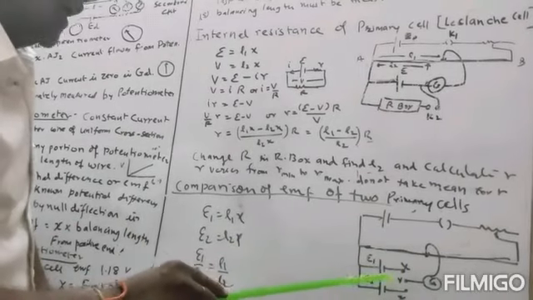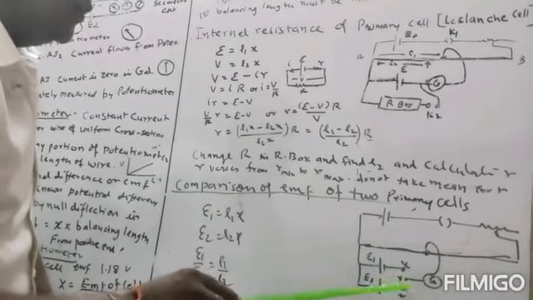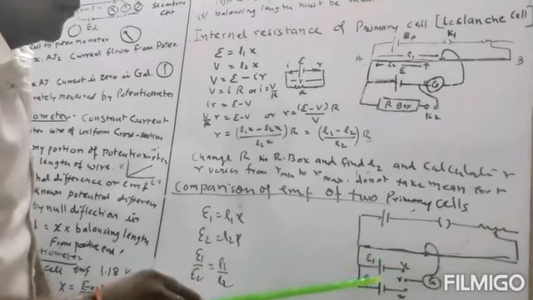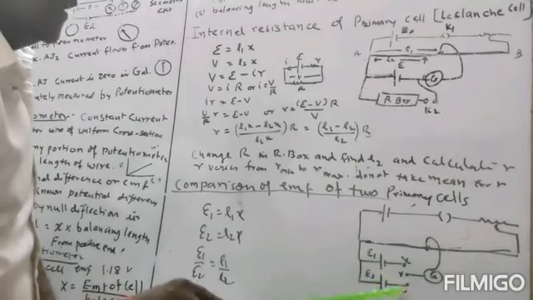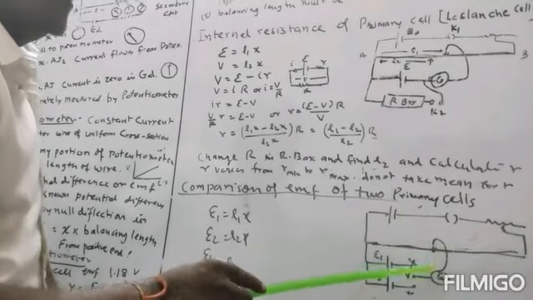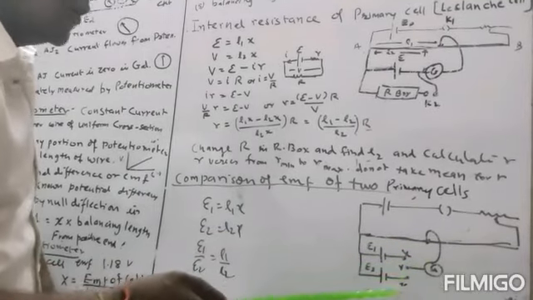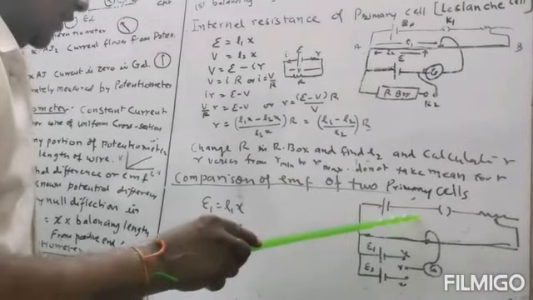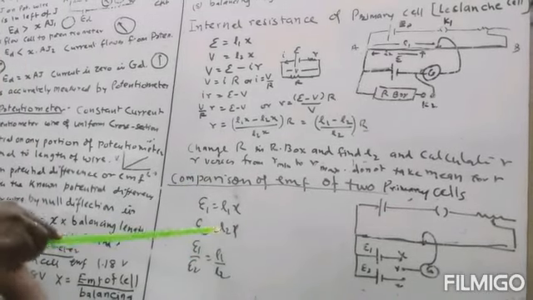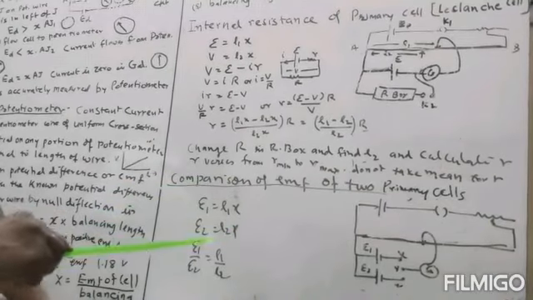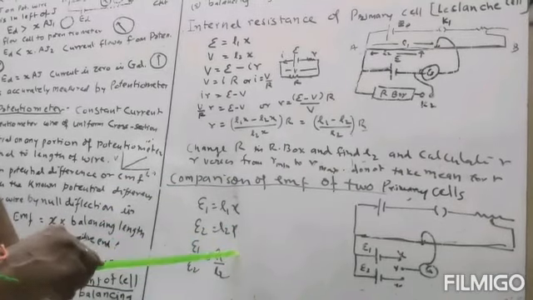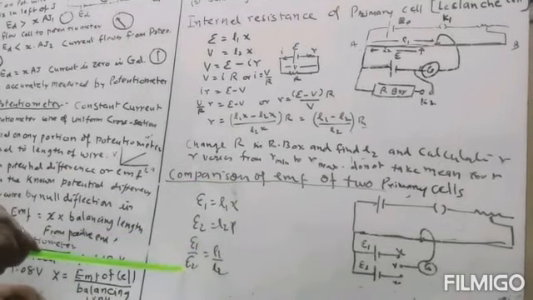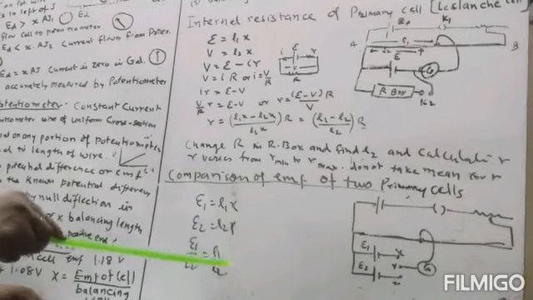Now I disconnect X and Y and put the key between Y and Z. Now the E1 cell is out of the circuit and the E2 cell is in the circuit, and we again find the balancing length. Let the balancing length for this cell whose EMF is E2 be L2, then E2 will be equal to L2 into X. We divide it: E1 by E2 is equal to L1 X by L2 X. X will cancel. So the ratio E1 by E2 will be equal to L1 by L2.